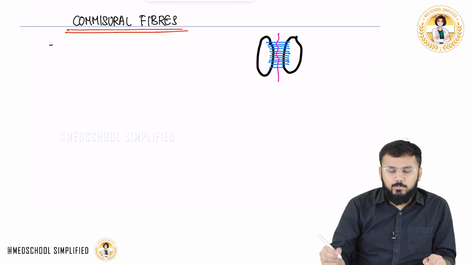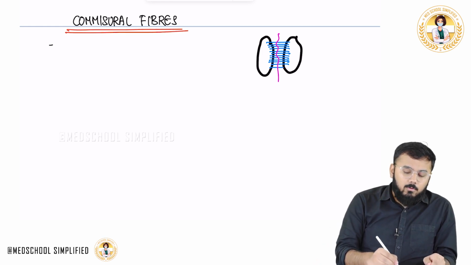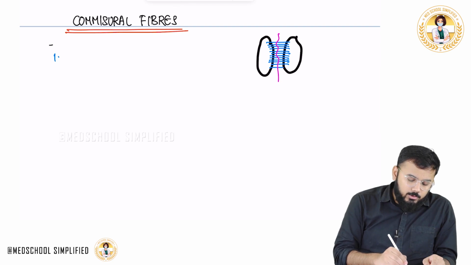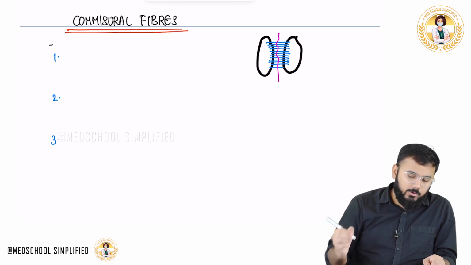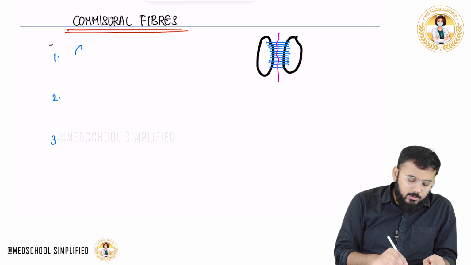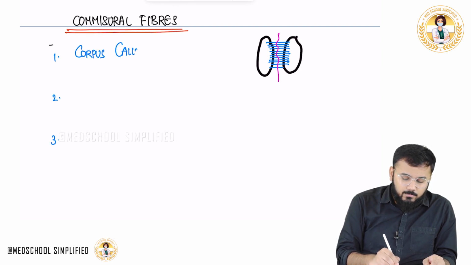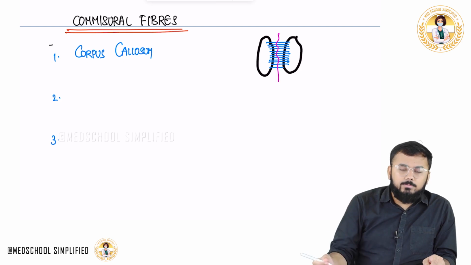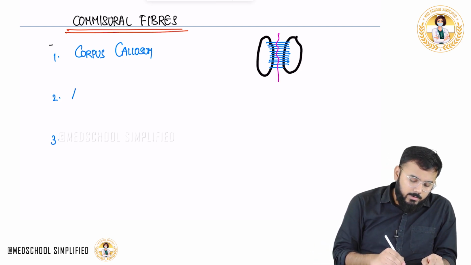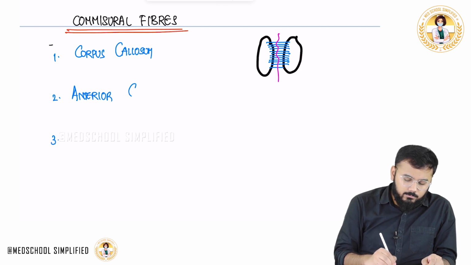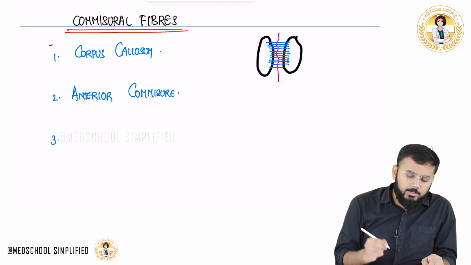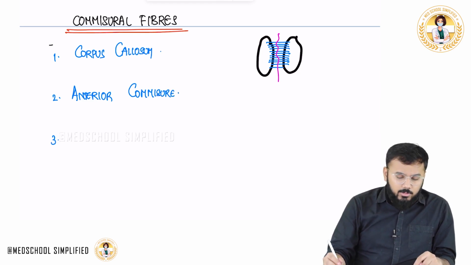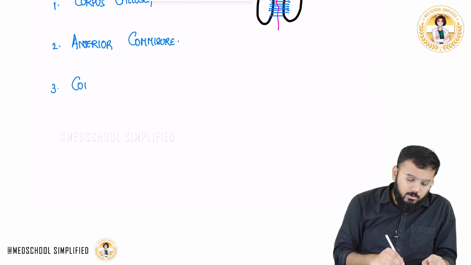Now, when it comes to the commissural fibers, what did I tell you? How many types of commissural fibers have you got? You have got 3 different types of commissural fibers. The first commissural fiber is nothing but your corpus callosum. The second commissural fiber is called anterior commissure. The third type of commissural fibers is called commissure of fornix.